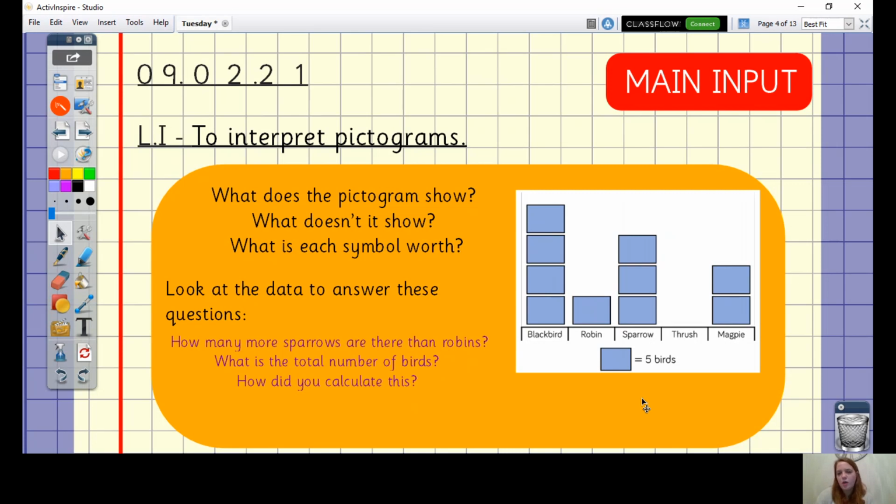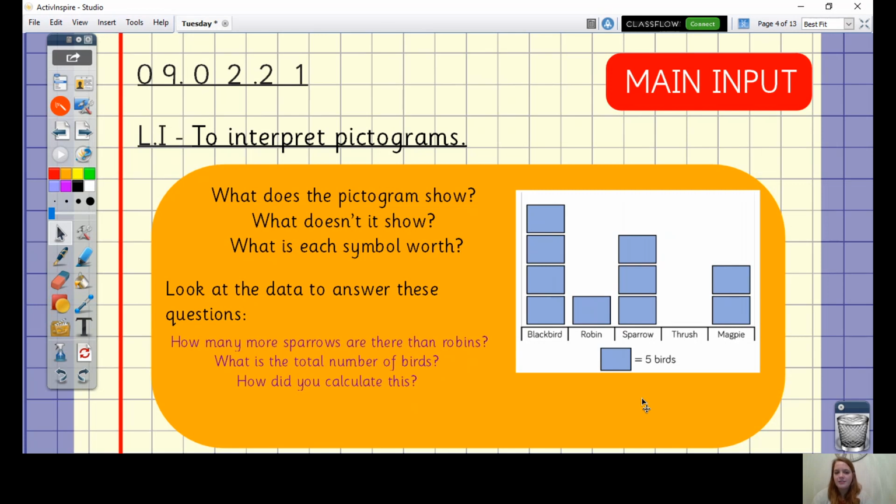Okay, so if we're thinking about what this pictogram is showing us, all of these different categories are birds. So I think it's probably showing us the number of birds, maybe in a garden or something like that. Okay, and if we're looking at what each symbol is worth, each blue square is worth 5 birds. So each symbol represents 5.